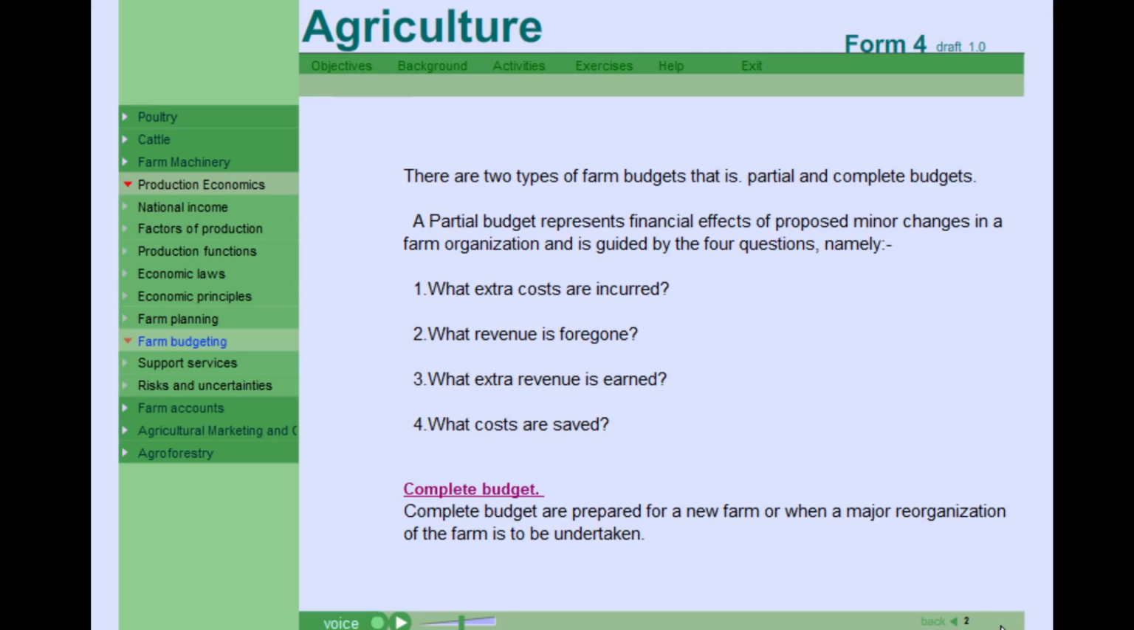A partial budget represents financial effects of proposed minor changes in a farm organization and is guided by the four questions, namely, what extra costs are incurred, what revenue is foregone, what extra revenue is earned, and what costs are saved.